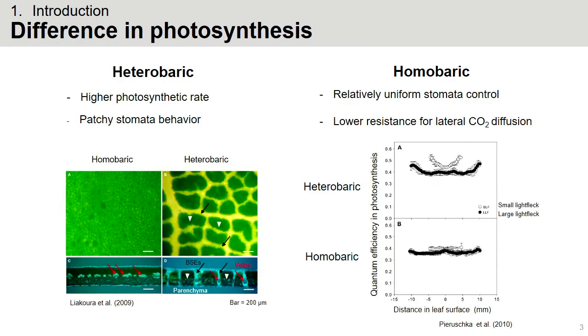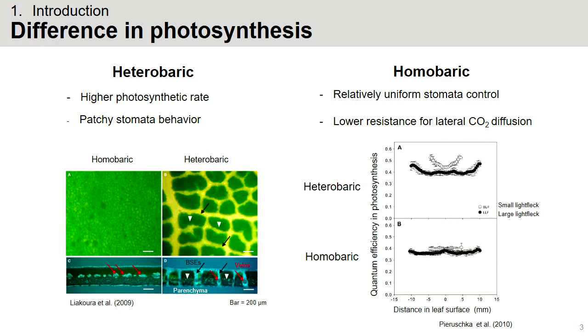Prior research pointed out the difference in photosynthesis between heterobaric and homobaric leaves. Heterobaric leaves generally have a higher photosynthetic rate. This is because bundle sheath extensions act as a window. They are transparent cells, so they transmit the light from above into the lower layers of the leaf.